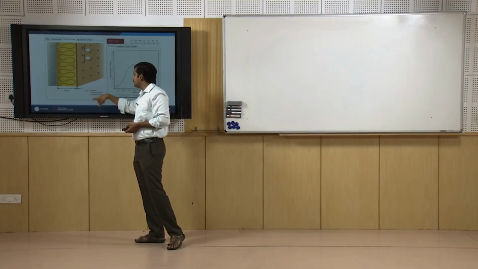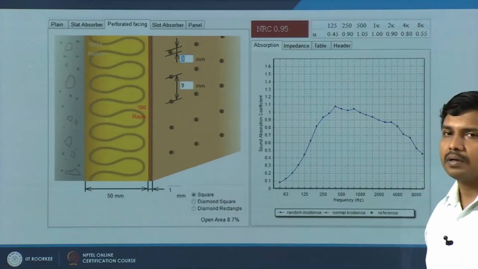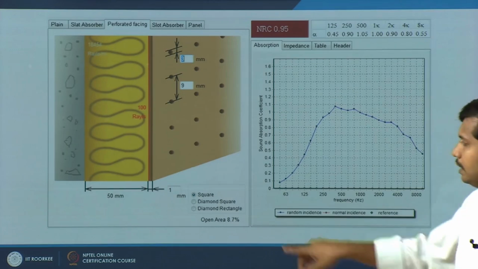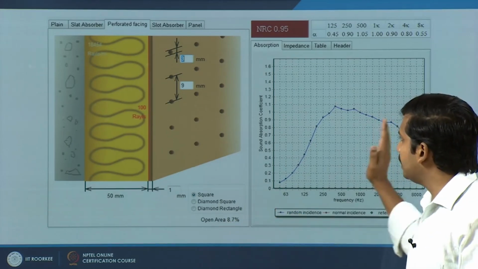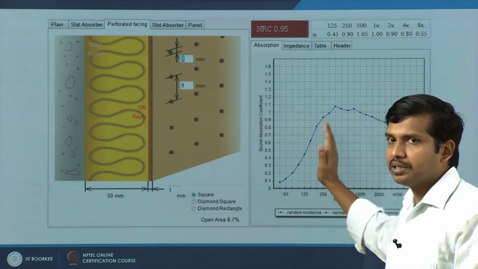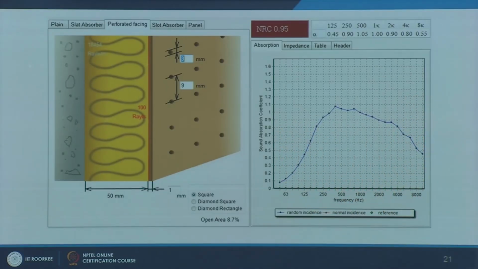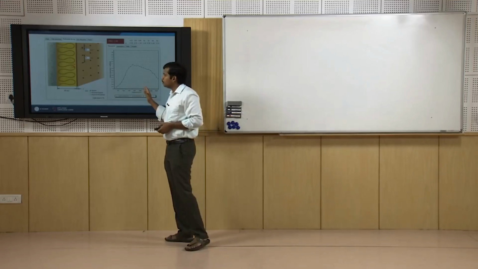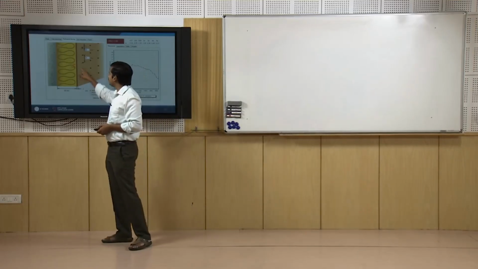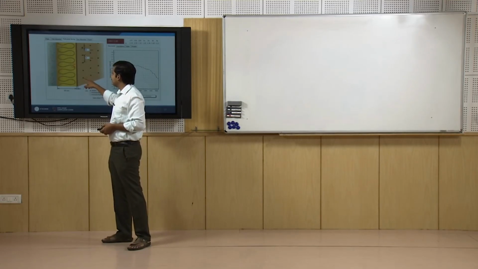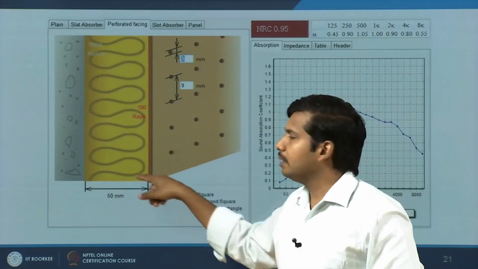For example, in this case I have an open area of close to 9%. I can increase this. If I increase this, the material is going to give better absorption in the low frequencies. So it is kind of variable. You have to get an understanding of how the material is going to behave with 3 different things, in this case spacing, diameter and the backing.